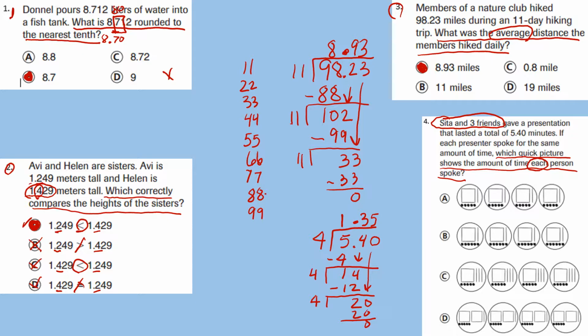So A has 1 whole and only 1 tenth. There's not a 3 tenths, so it can't be A. B has 1 whole and only 1 tenth. It can't be B. C has 1 whole, 3 tenths, and 1, 2, 3, 4, 5 hundredths in each box. It is C. Check D. 2 wholes, so it can't be D. All right.